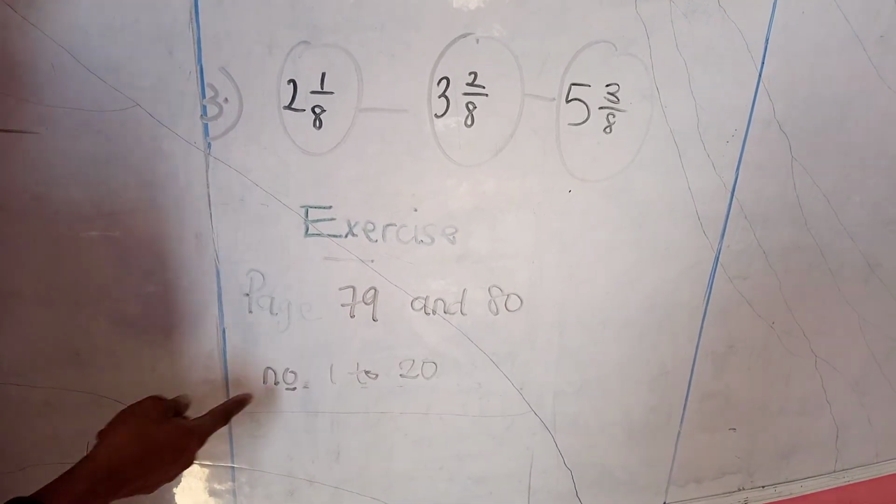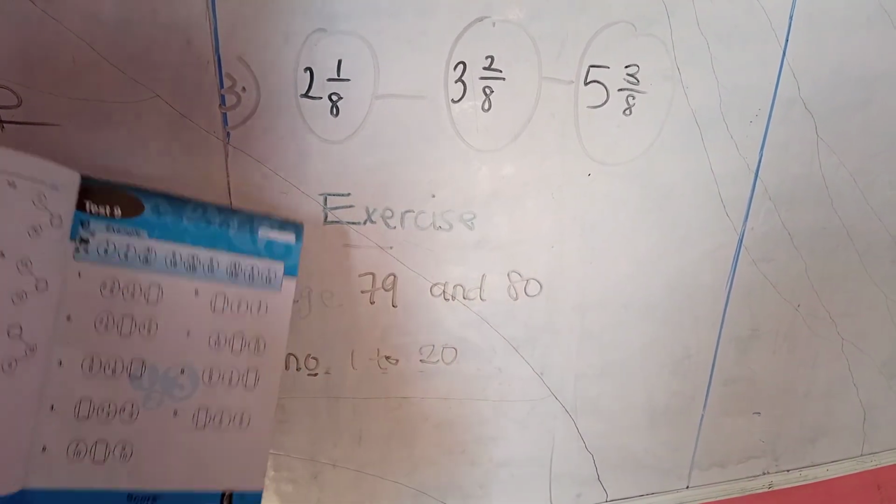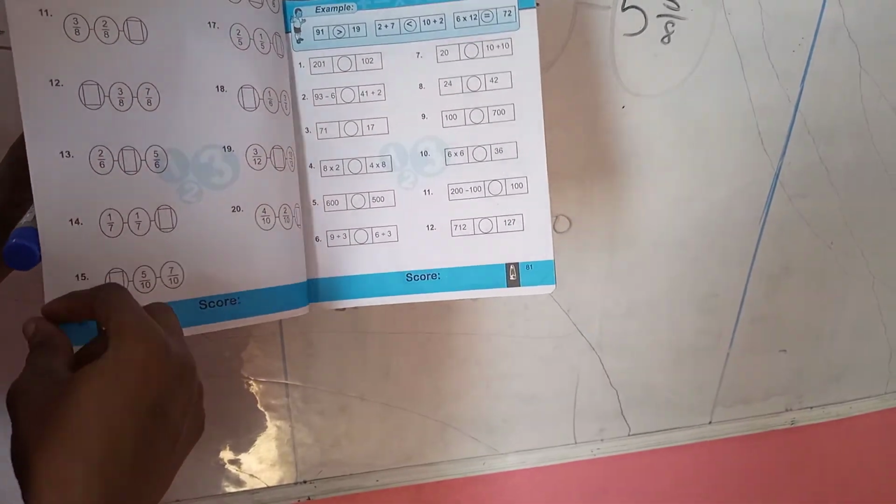Now your exercise is on page 79 and 80. Page 79 and 80. We are going to do number 1 to 20. That is your exercise.